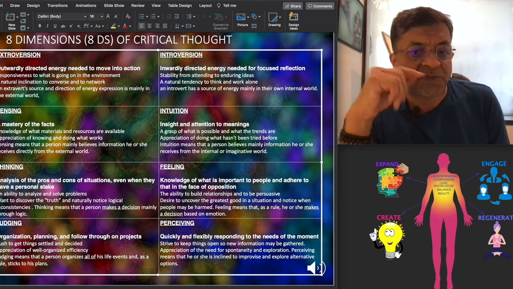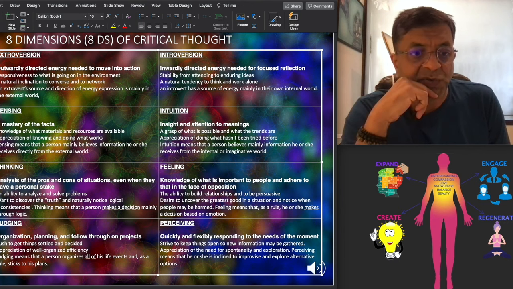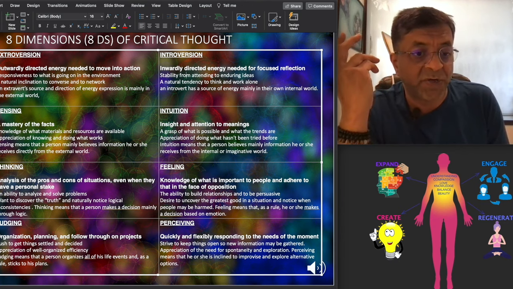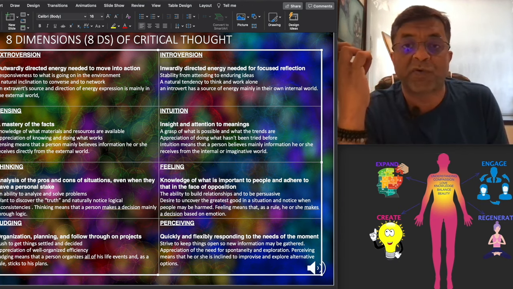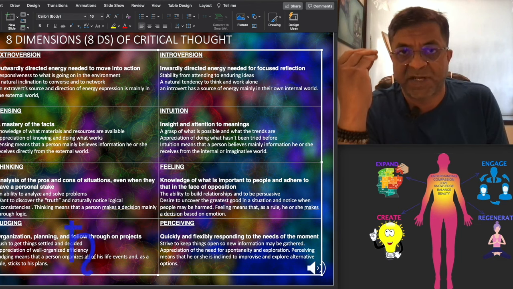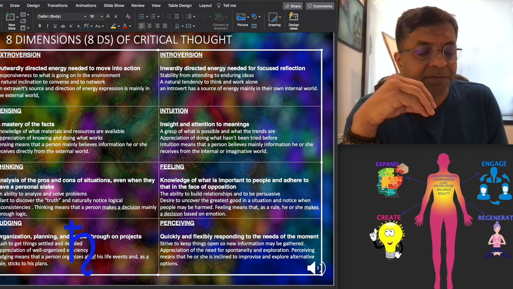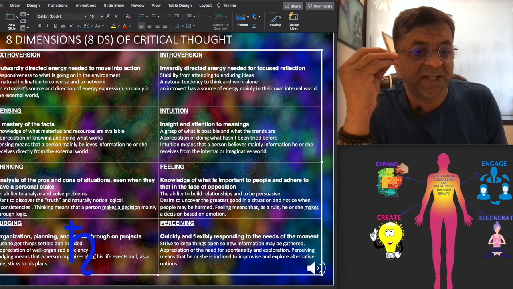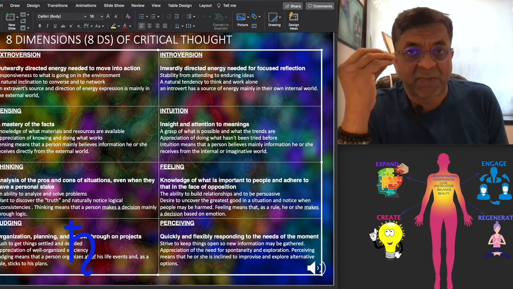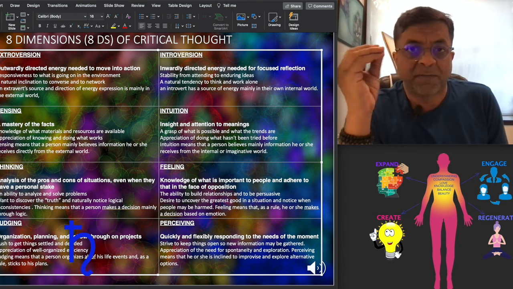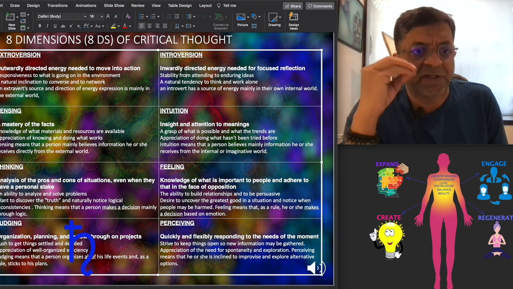Judging and perceiving, these are the last two. Judging means judges, what do? They organize, planning, follow through on projects. Saturn, very Saturn. Push to get things done and decided. Appreciation of well-organized efficiency. The earth signs, for example, Virgo, Capricorn, Taurus, these are all about earthly signs. They are about implementing in concrete structures.